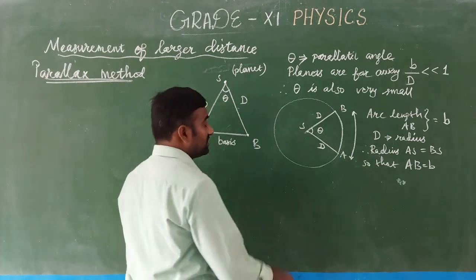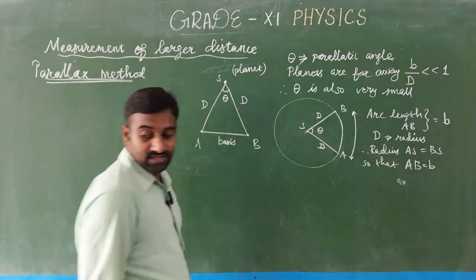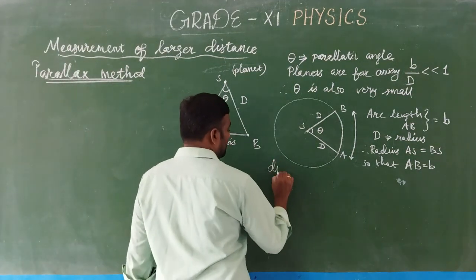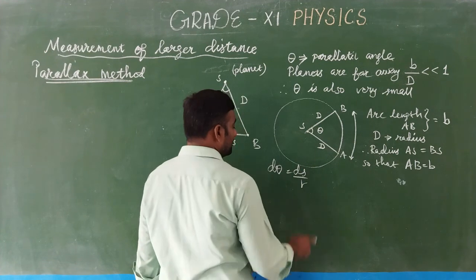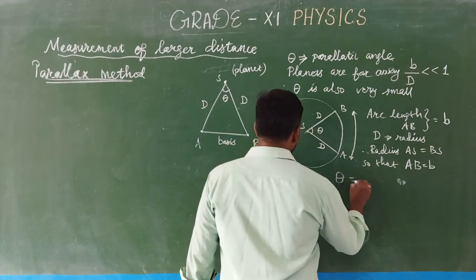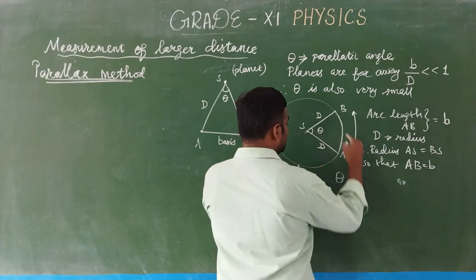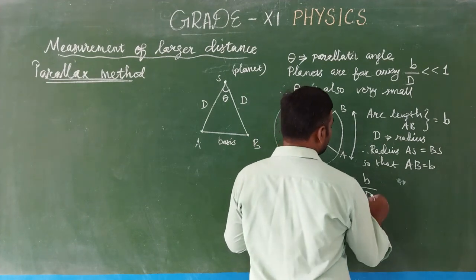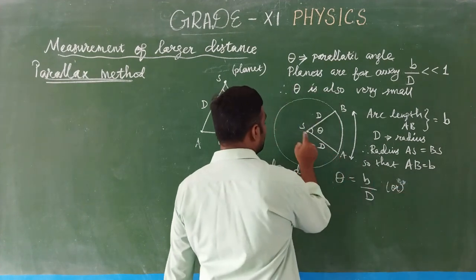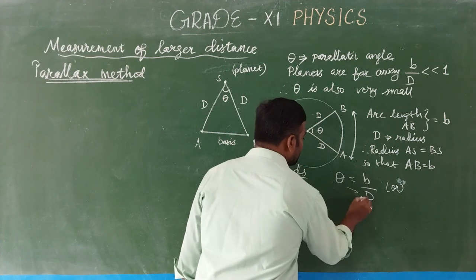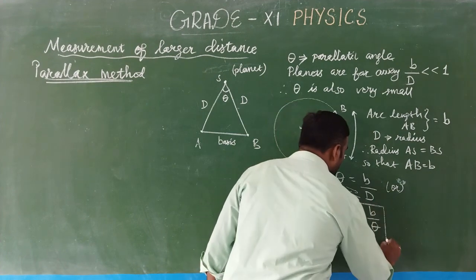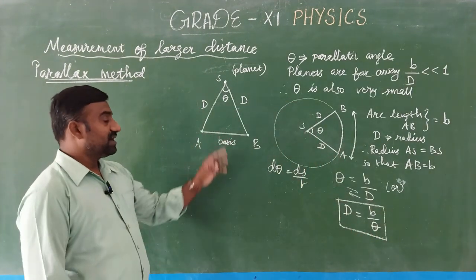Already in the plane angle we have studied, what we have discussed in the plane angle, d theta is equal to ds by r. Similarly, we can substitute. Theta is equal to, what is the ds? Arc length. This is the basis. Here the radius is d. Therefore, we want to estimate the distance of the object from the observer, no? So mutually exchange this both. Therefore, d is equal to basis by theta. So now we have determined the distant object.